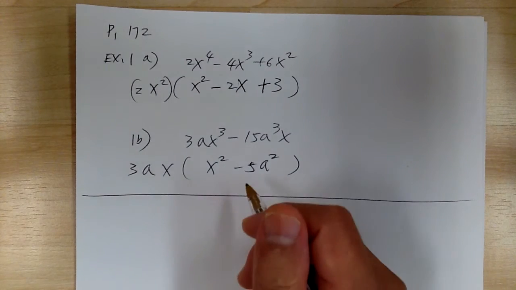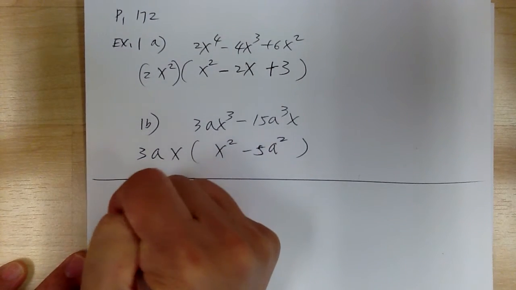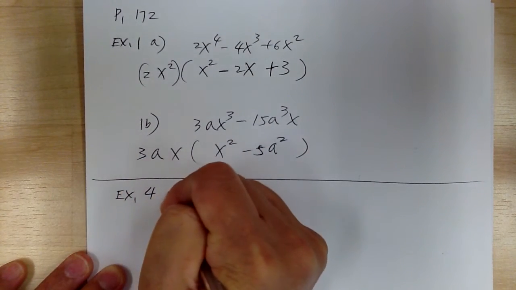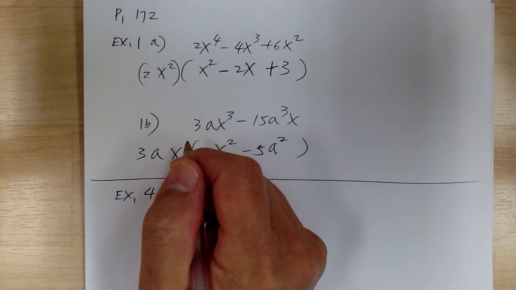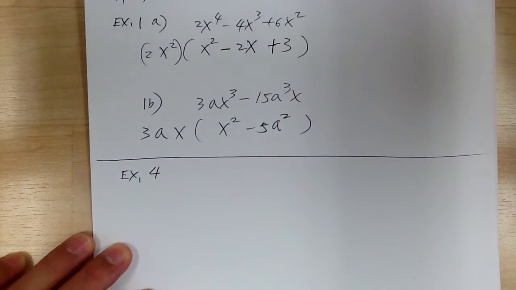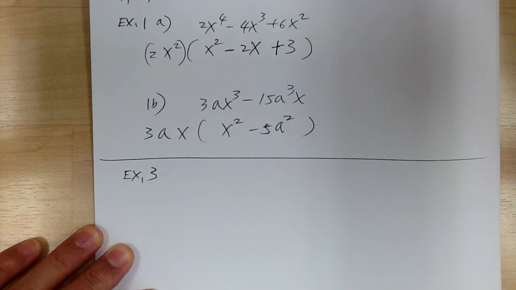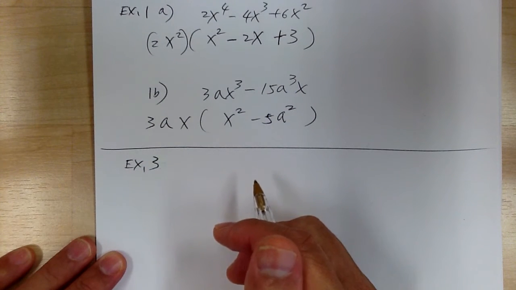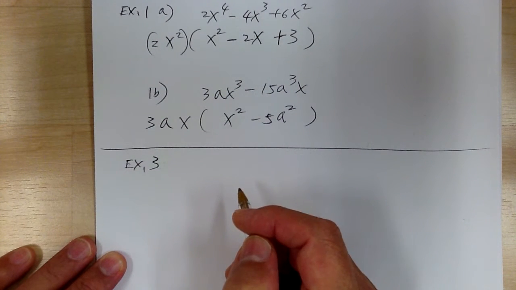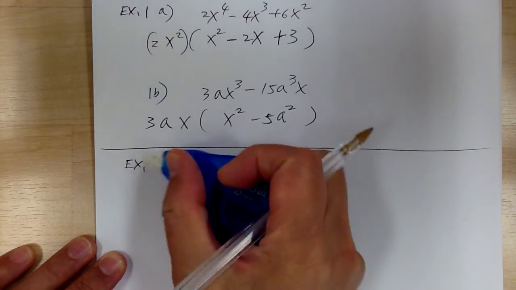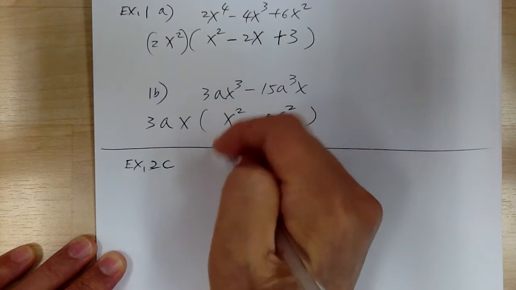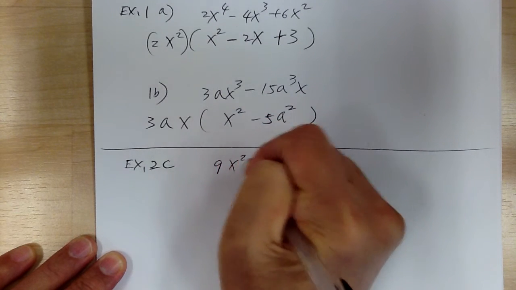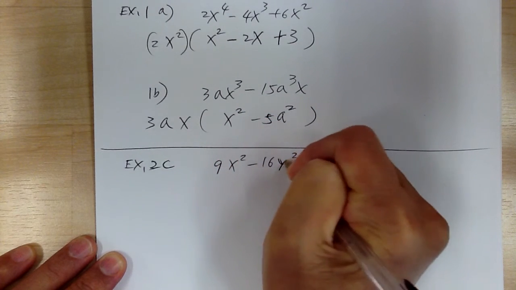So let's go to example 4. No, actually it's not example 4. Example 3. Let's go to example 3. Sorry, back up. 2c. So example 2c, you have 9x squared minus 16y squared.